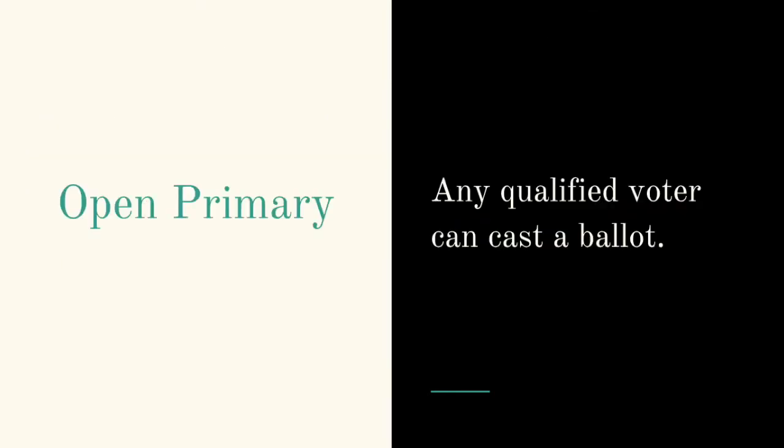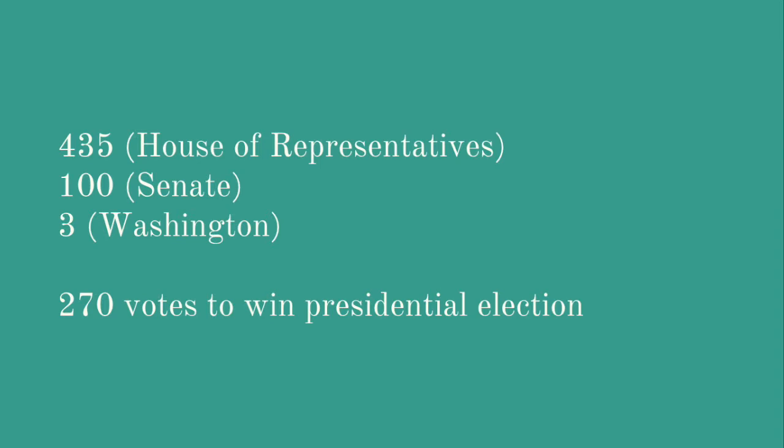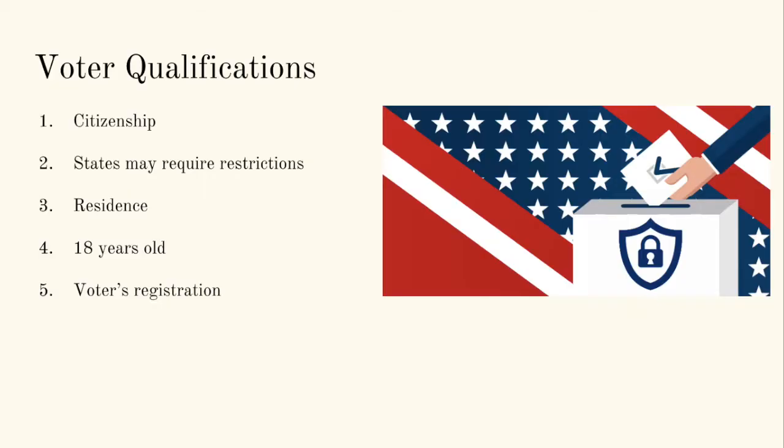And finally, we come to open primary, which means that any qualified voter can cast a ballot. However, there are some qualification restrictions. For example, you must be a citizen and you must have a certain age, which in America is 18. And in the US, we have 435 House of Representatives, 100 Senators, and 3 from the Washington District. And to win a presidential election, you must have 270 votes, which in this process would be called the electoral college.